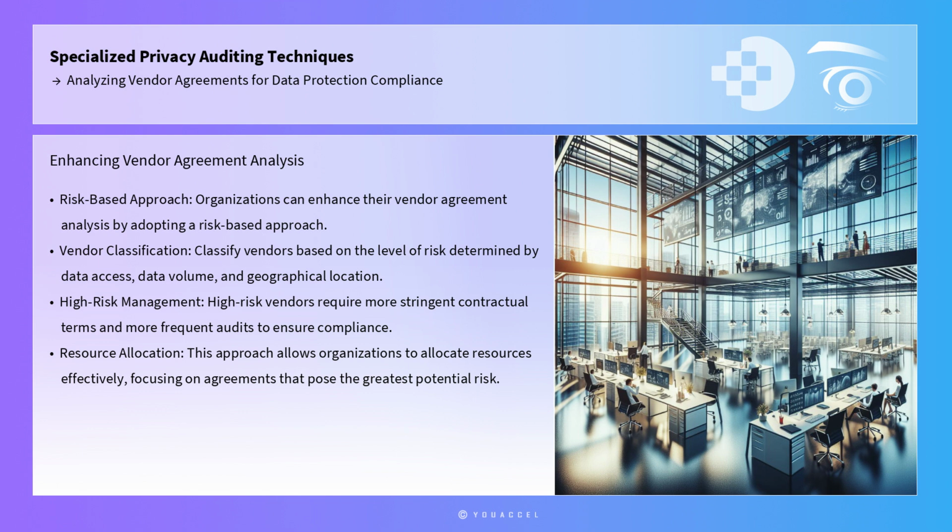Organizations can enhance their vendor agreement analysis by adopting a risk-based approach. This involves classifying vendors based on the level of risk they pose to the organization, which is determined by factors such as the type of data they access, the volume of data processed, and their geographical location. High-risk vendors require more stringent contractual terms and more frequent audits to ensure compliance. This approach allows organizations to allocate resources effectively, focusing on agreements that pose the greatest potential risk.